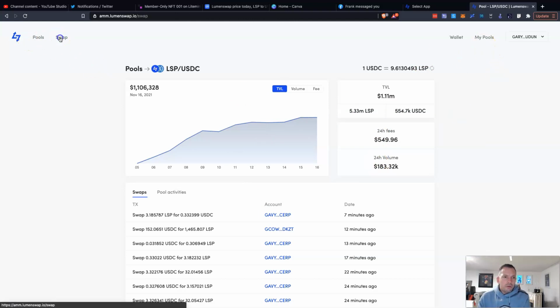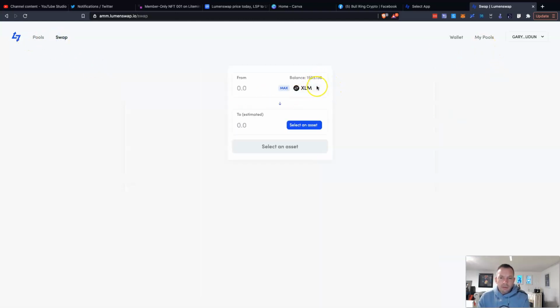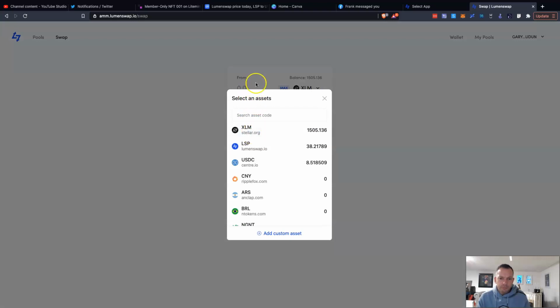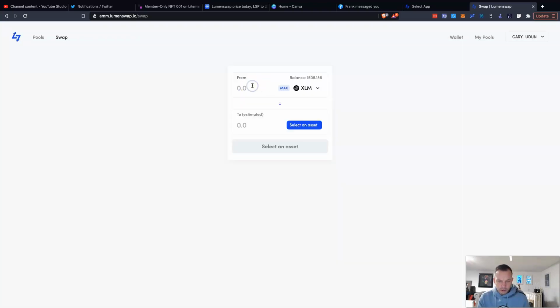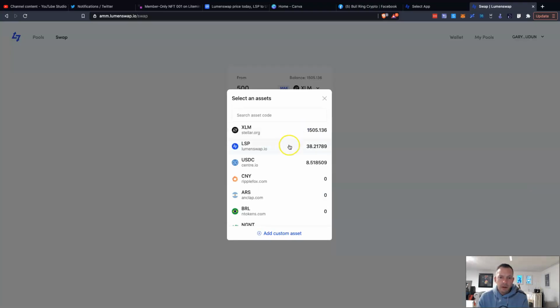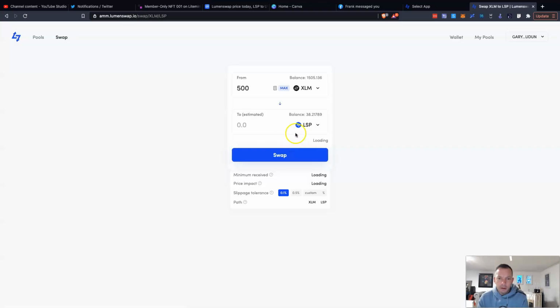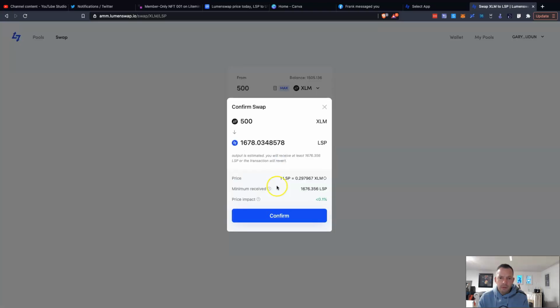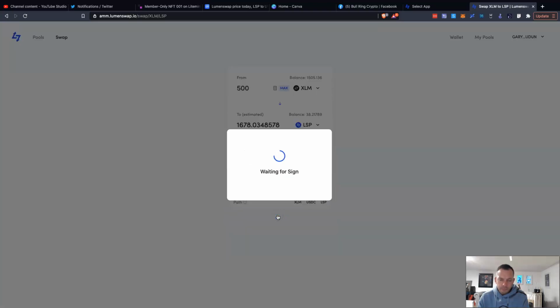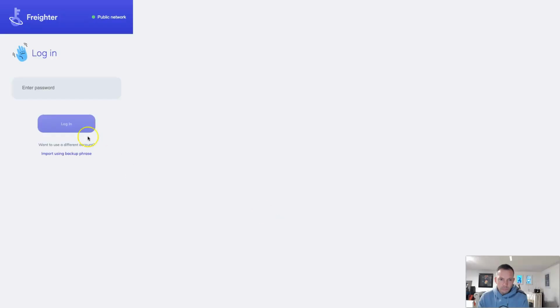We want to swap some assets. So we've got some XLM there and we want to go 500, that will be fine. 500 of my stack there. So let's do 500 and select those assets. Let's put those into LSP. Yeah, and then actually give us a price. Let's swap those assets. Let's confirm. Put password in.